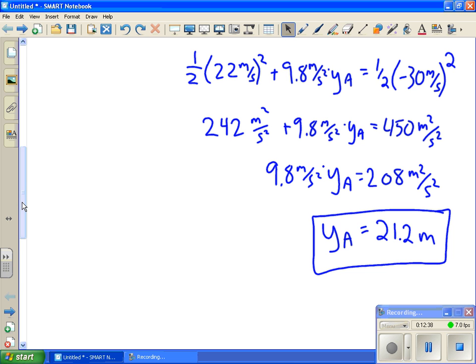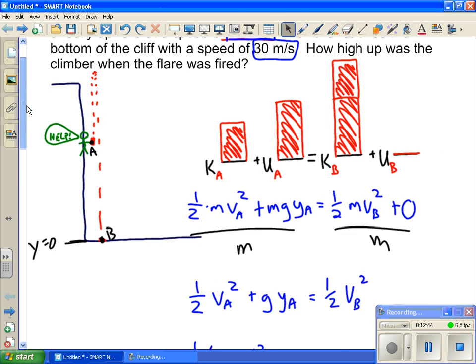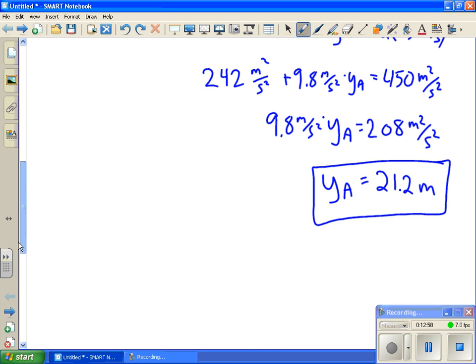Now, I've got my answer here. The height is 21.2 meters. And so, oh hey, I have actually accomplished the mission of answering how high up the climber was. That climber was at a height here of 21.2 meters.